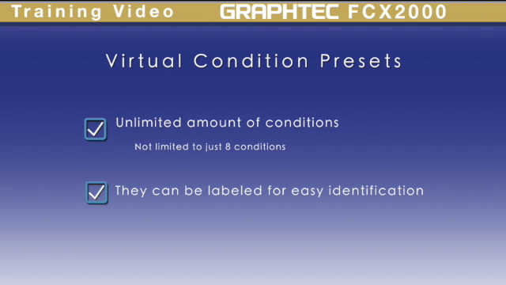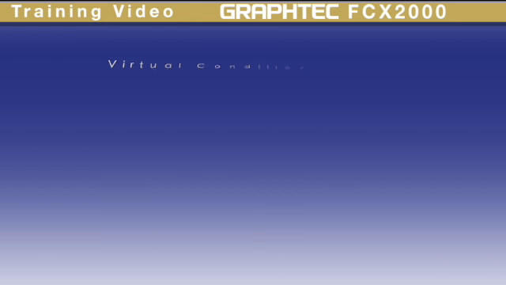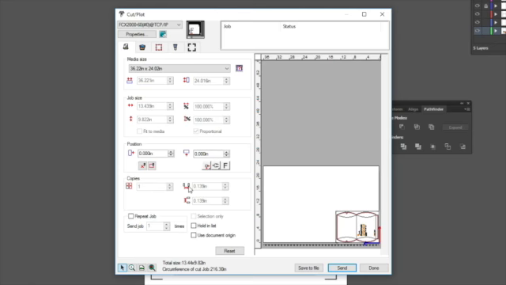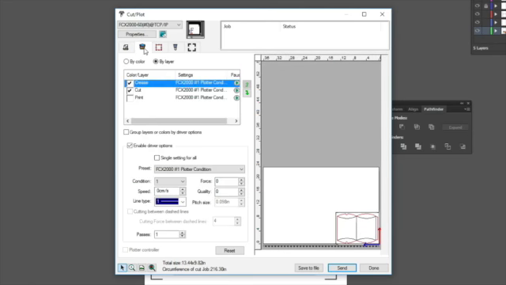For instance, there may be different types of chipboard or different manufacturers, where more than one condition configuration is needed to process. With Cutting Master 4, there can be a configuration for each thickness, manufacturer, etc. As an example, let's create two new virtual condition presets, one for cutting chipboard and one for creasing chipboard. Let's start with the creasing condition preset.